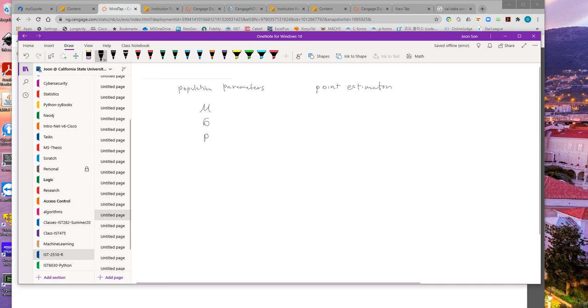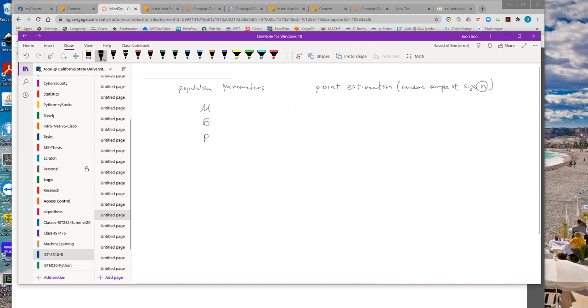And for the corresponding point estimators, you can get these estimates from a random sample of size n. For mu, the population mean, we have something called x bar, which means the sample mean.